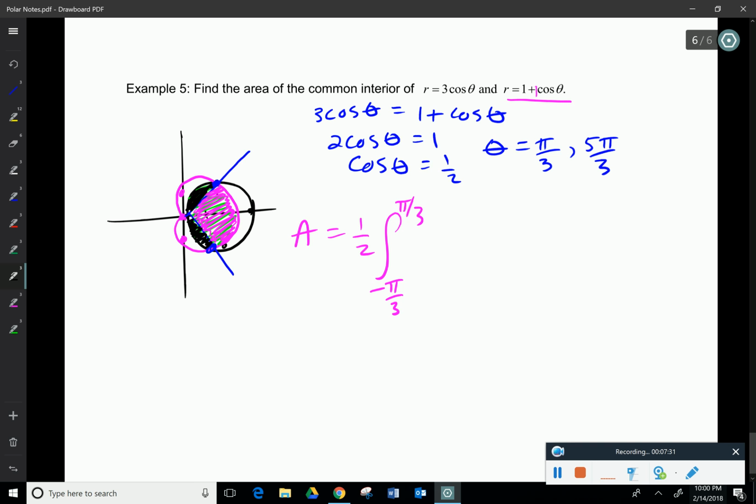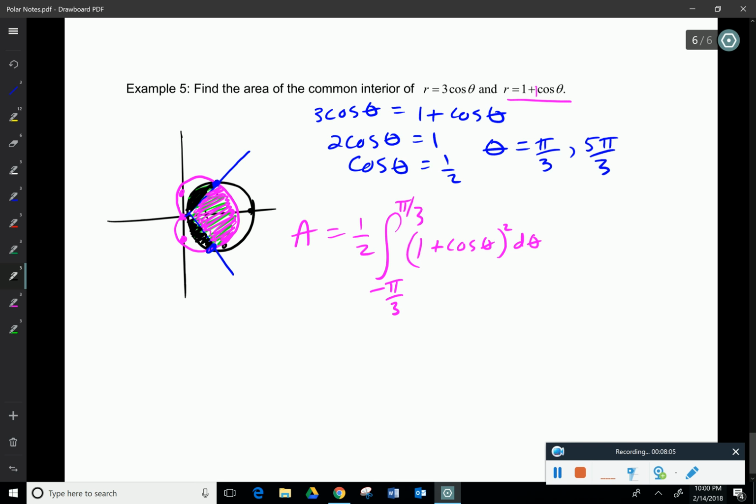Okay, so here's what I'm thinking. Let me finish the pink one. So that would be the 1 plus cosine, right? And that r has to be squared. But here's what I'm thinking. Because of the symmetry, those two black pieces are going to be equivalent. So really, I could just integrate one of them, or find the area of one of them, and then double it. So let's look at this top little black sliver.